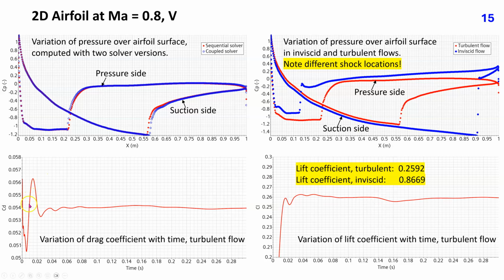These two plots show the variation of drag and lift coefficient over time in the computation using sequential solver. The values become nearly constant after about 0.2 seconds, but a small variation remains present.